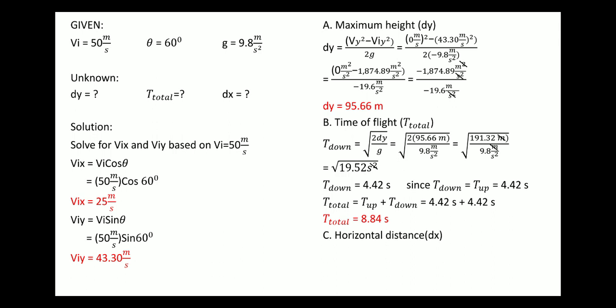And now for the last, let's compute for the horizontal distance, or dx. The formula is simply Vix times time.